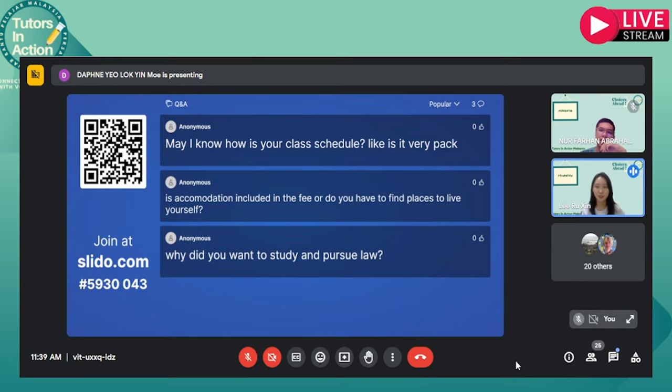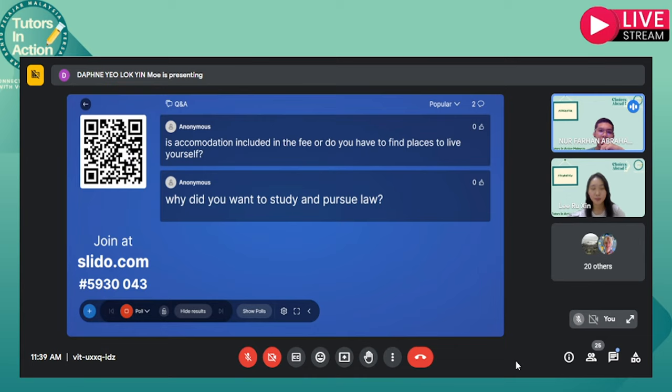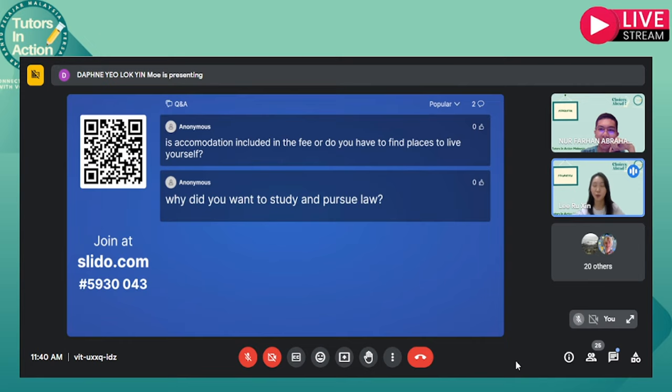The next question is about your accommodation, whether it's included in the fee or do you have to find places to live? You do have to find a place to live on your own. For MMU, they do recommend you on-campus and off-campus accommodation. My friends who live in hostel, it's actually very near the lecture hall. You could wake up at like 7:45 and still be on time for an 8 a.m. lecture. So that's hostel. I think hostel is also very much cheaper than off-campus accommodations.